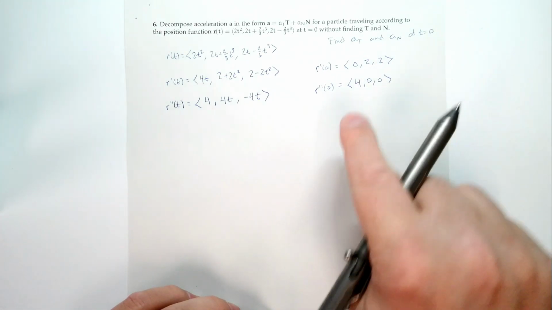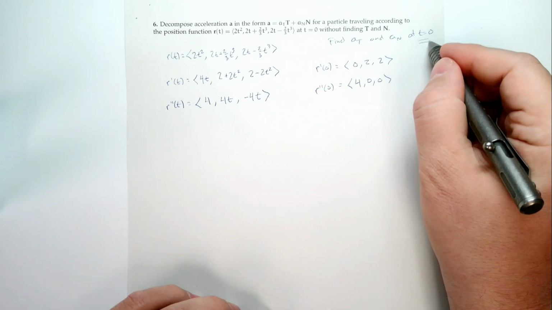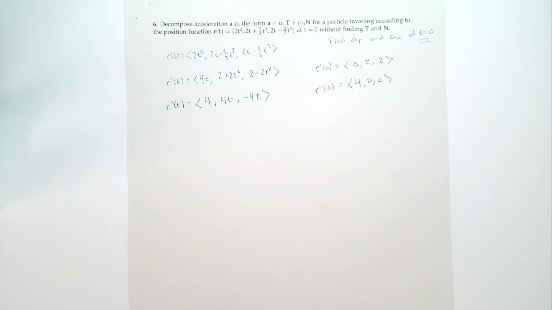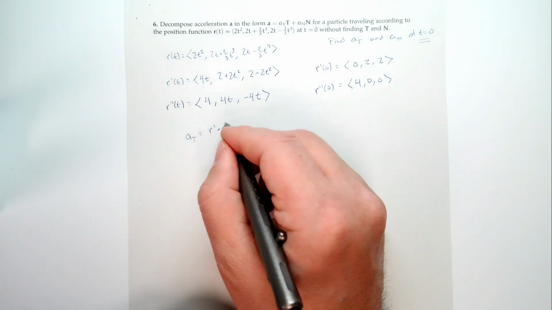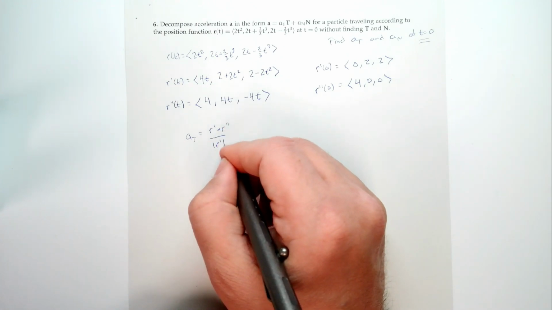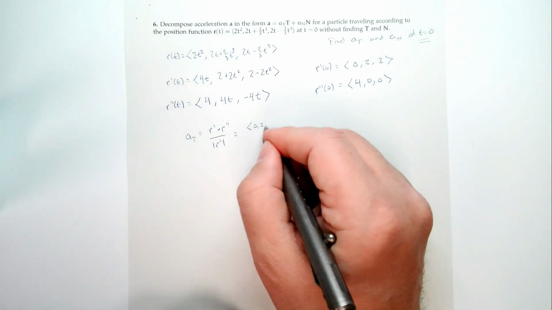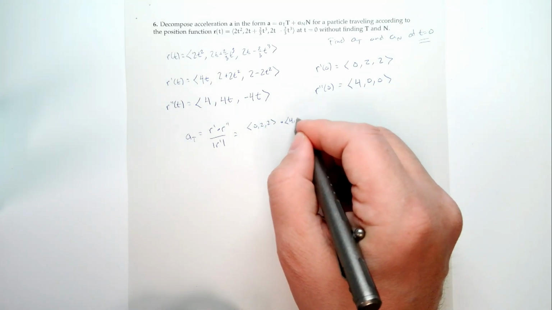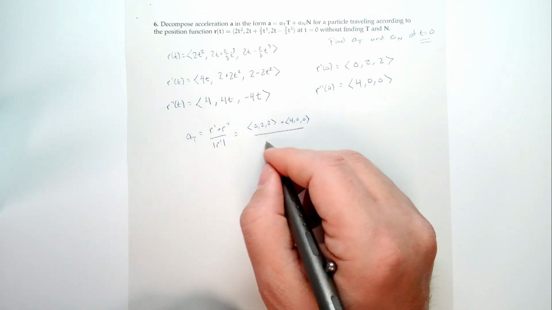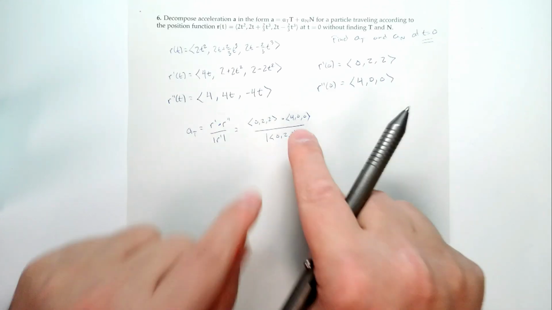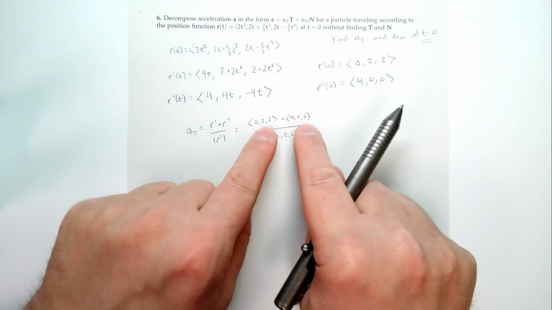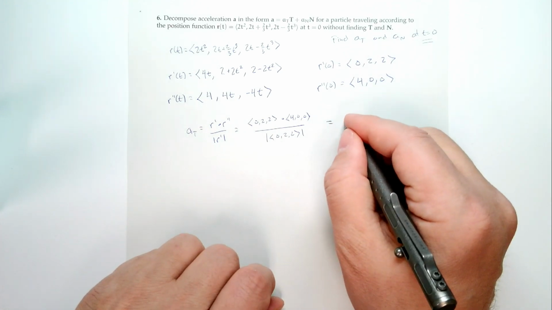Now, why do we want to do that? Because remember, we're looking at a specific time. And when we're looking at a very specific time, we can evaluate our r prime and r double prime. Now, a sub t, by definition, that's r prime dot r double prime over the magnitude of r prime. So that's 0, 2, 2 dot 4, 0, 0 over the magnitude of 0, 2, 2. But notice this dot product, we're going to get 0, 0, 0. So a sub t is 0.